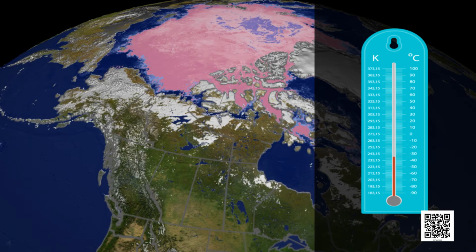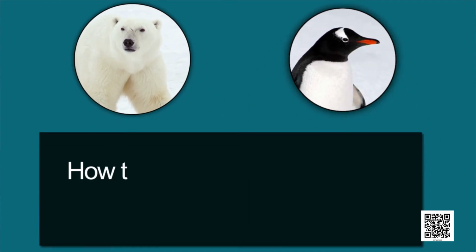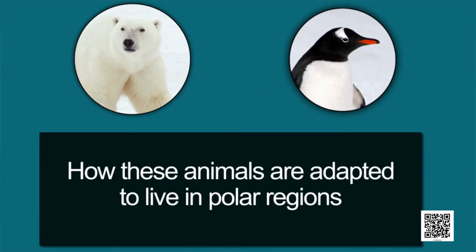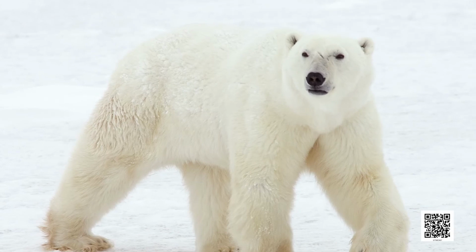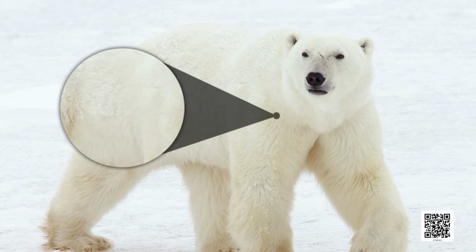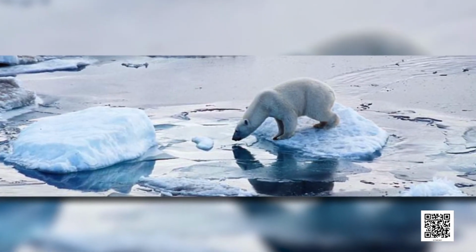Children, now let me tell you about two animals which are adapted to live in such a cold climate. They are polar bears and penguins. Let us discuss in detail how these animals are adapted to live in polar regions. Polar bears have their entire body covered with white fur so that they are not easily visible in the snowy white background. It protects them from their predators. This also helps them in catching their prey.